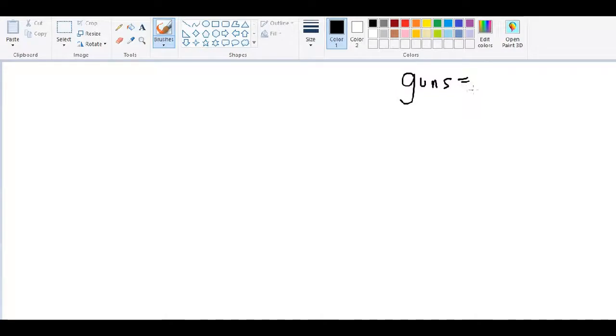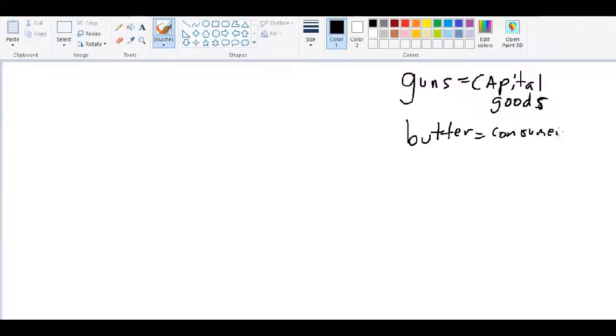What we're really talking about are capital goods. You might hear it referred to as maybe military spending, but generally it's capital goods, and those are goods for the production of other goods. And then butter isn't really butter, but it's consumer goods, right? So it's basically all the stuff inside of Walmart. It's going to be anything, Target, or any place like that.